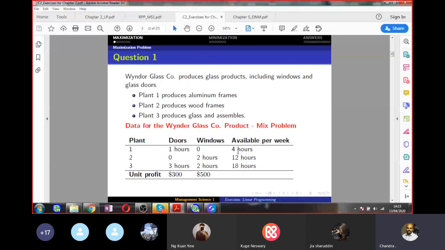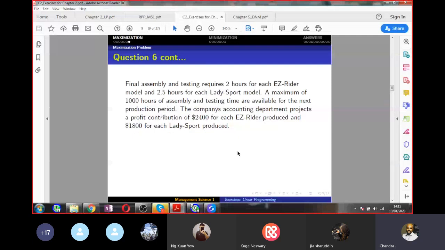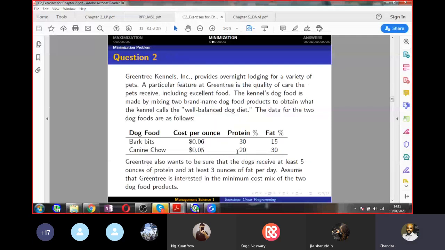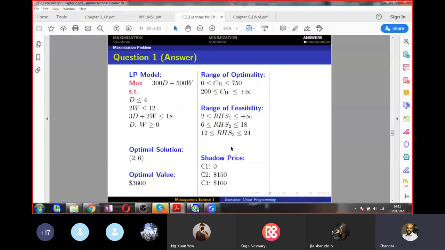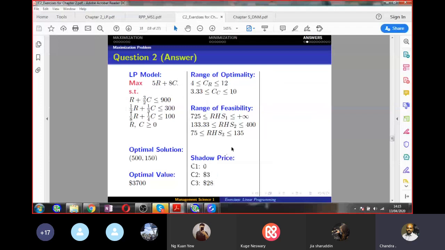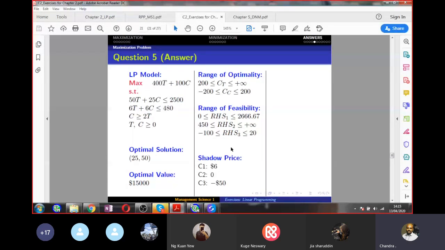There are 6 maximum problems and 5 minimum problems. The answers are given here, and you can always double check with the QM software. If you have any doubt, you can always come and ask me. This is regarding chapter 2, 3, 4. Hope you guys are clear with all these chapters. Now let us move on to chapter 5.